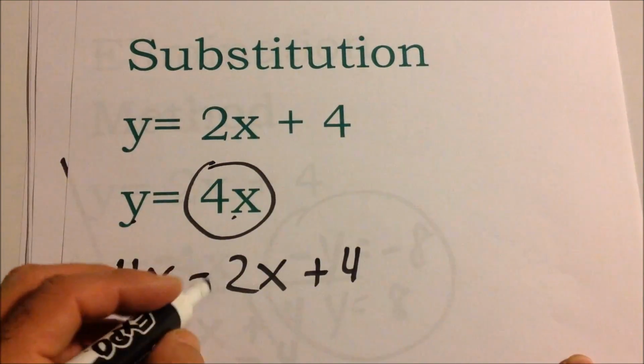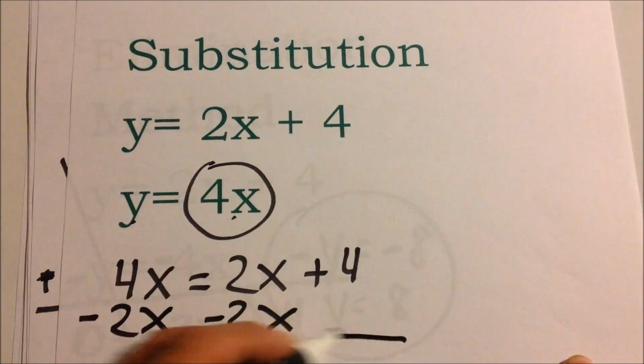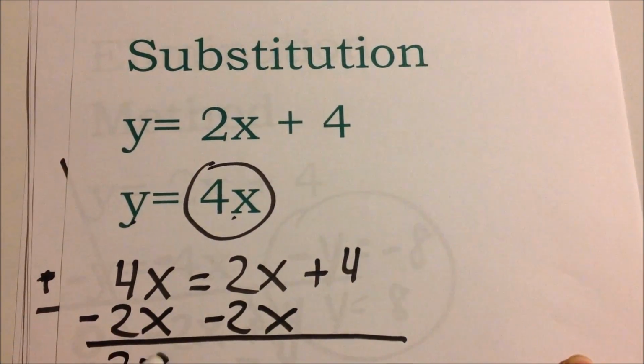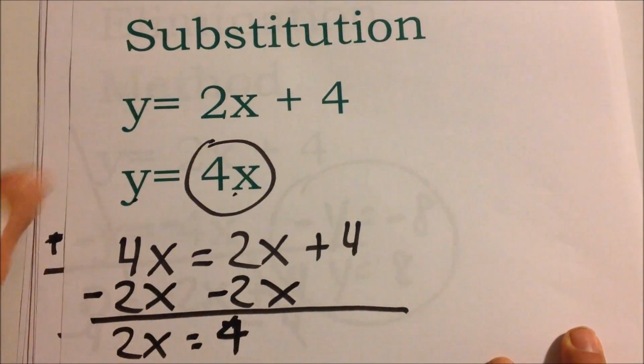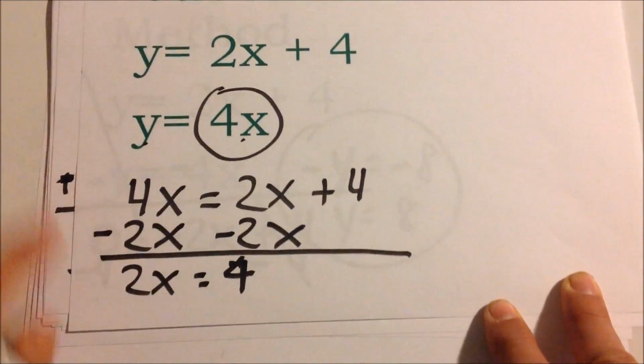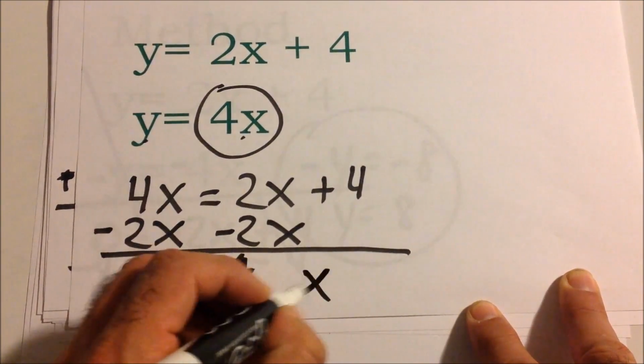Okay, so I want to minus the 2x on this side. Whatever we do to one side, we do to the other. And we have 2x equals 4. Trying to find what x is, divide out the 2 on both sides. We know x equals 2.